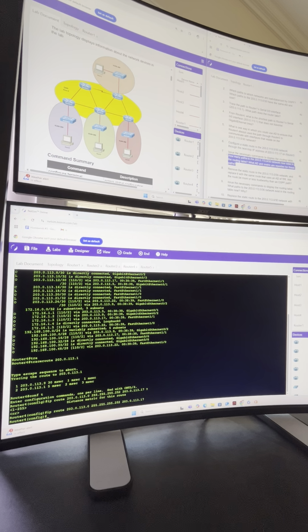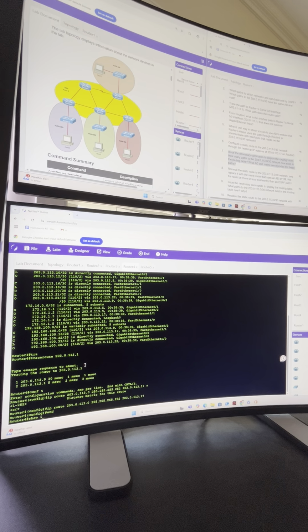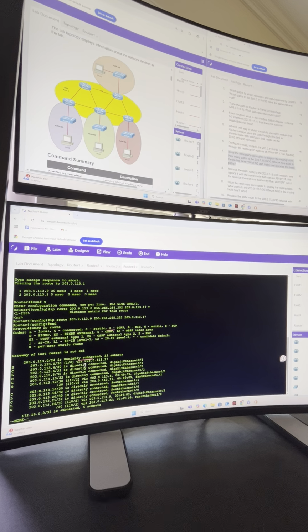Now, number 7, it says issue the necessary command to display the routing table. How many paths to the 203.0.113.0/30 network now exist in the routing table? What administrative distance and metric are reported for these paths? So on router 4, let's do a show ip route to view the routing table.